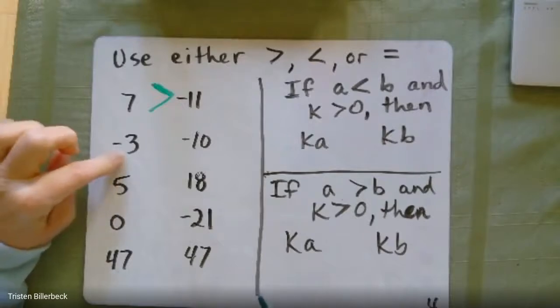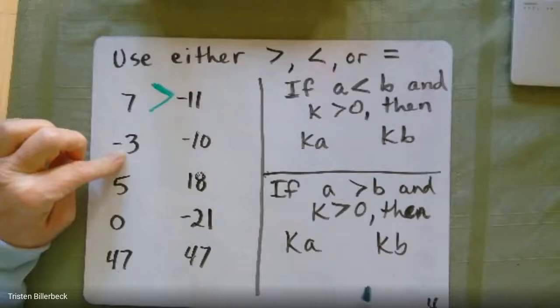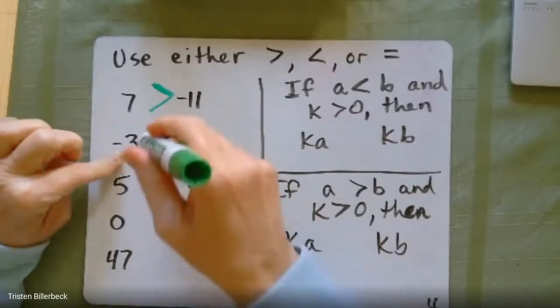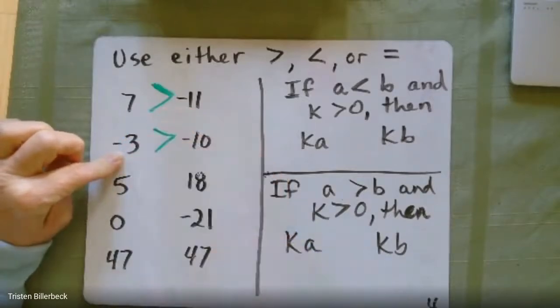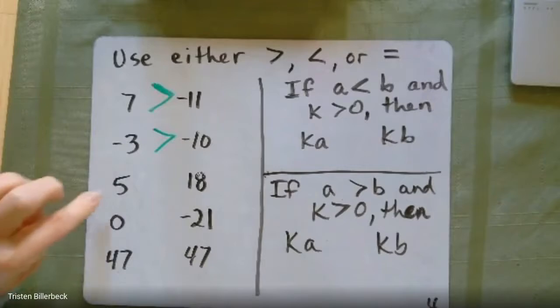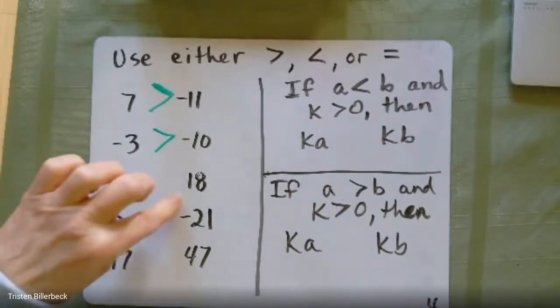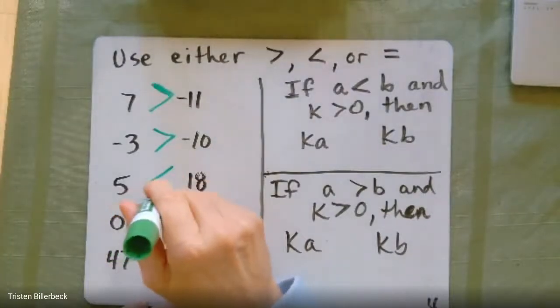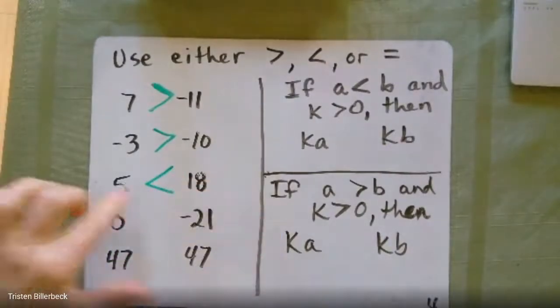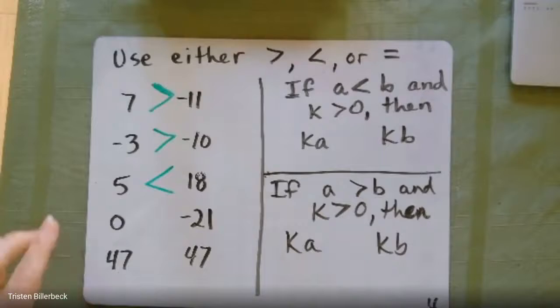So negative $3 in debt is much better than negative $10 in debt, don't you think? This means you have a little less debt, so it is greater than negative 10. What about 5 and 18? You got it. We're going to put a less than sign here because 5 is definitely less than 18.